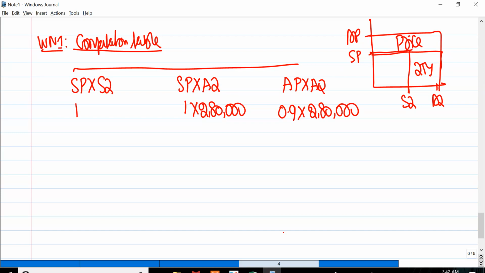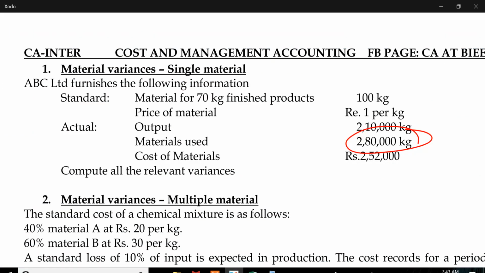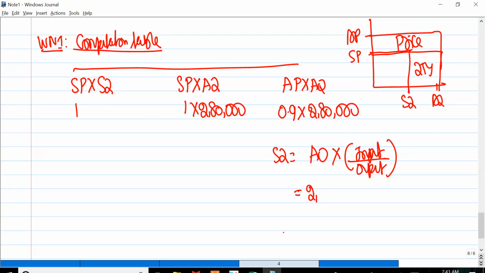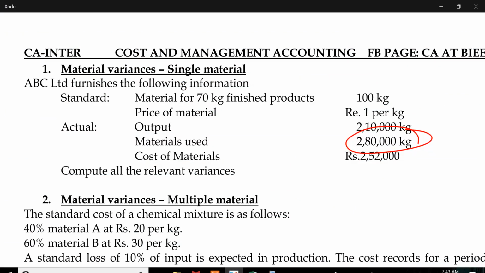Okay, now come down. Point number 2, SQ equal to actual output into input by output. Actual output is 2,10,000. They have said material for 70 kg output is 100 kg. So 100 kg of input will lead to 70 kg of output.